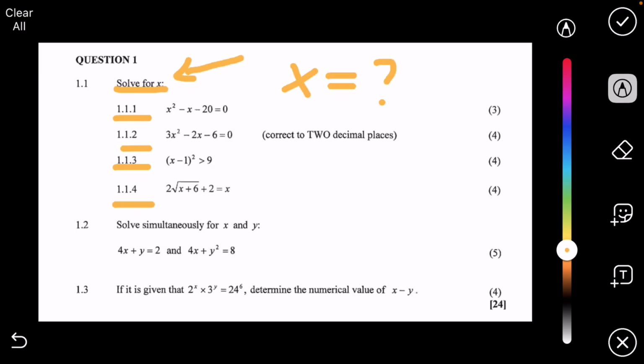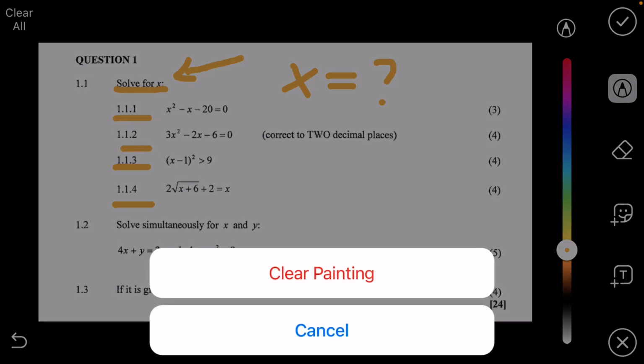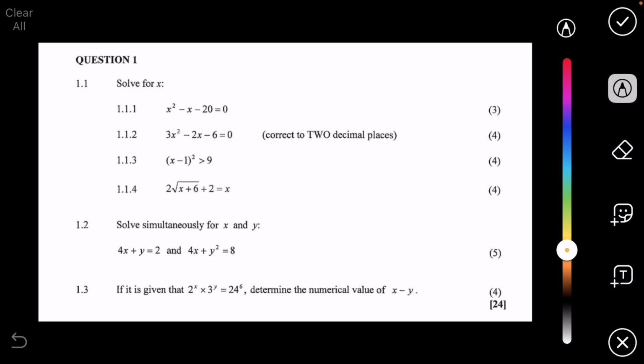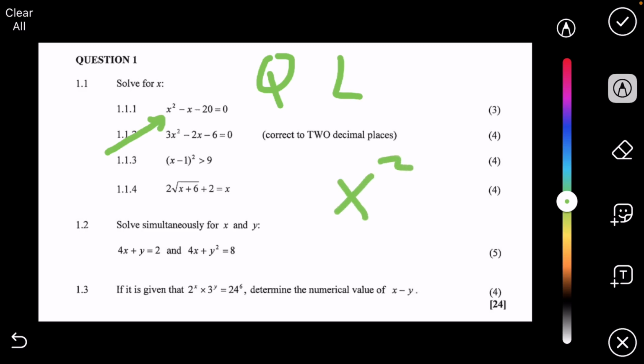So now let's have a look at how you would approach this type of questions, ladies and gentlemen. So obviously, you're given an equation. What type of equation is this? Is it a quadratic equation? Is it a linear equation? It seems to be a quadratic equation. Why am I saying it seems to be a quadratic equation? It's because of that x squared.